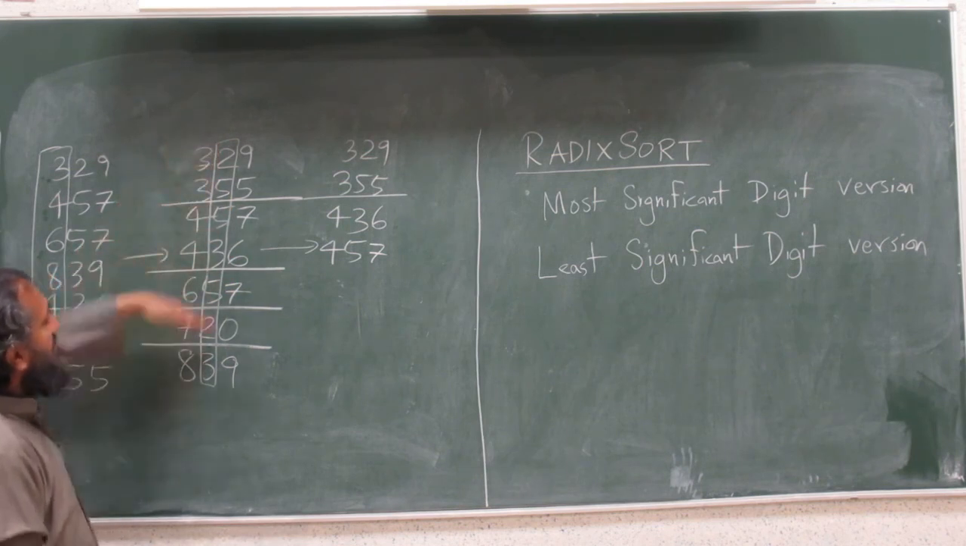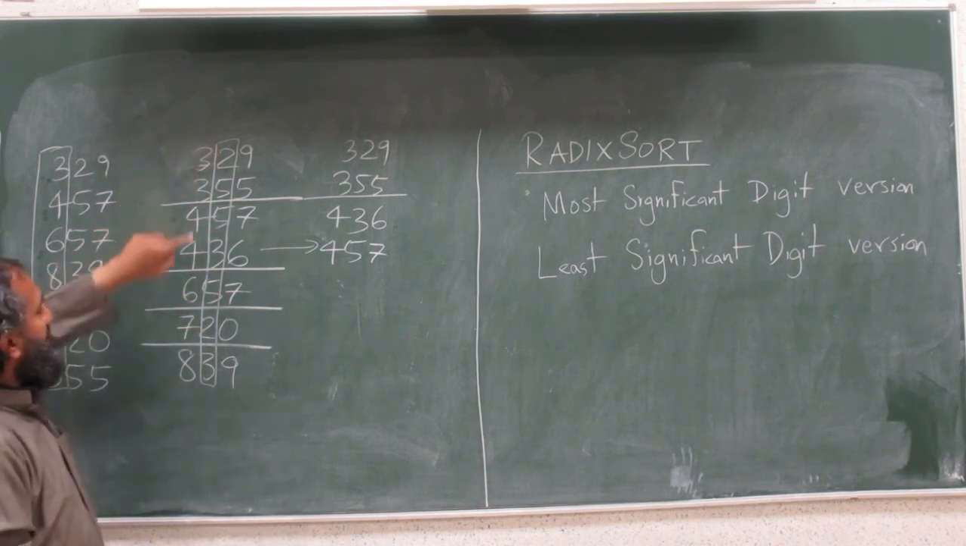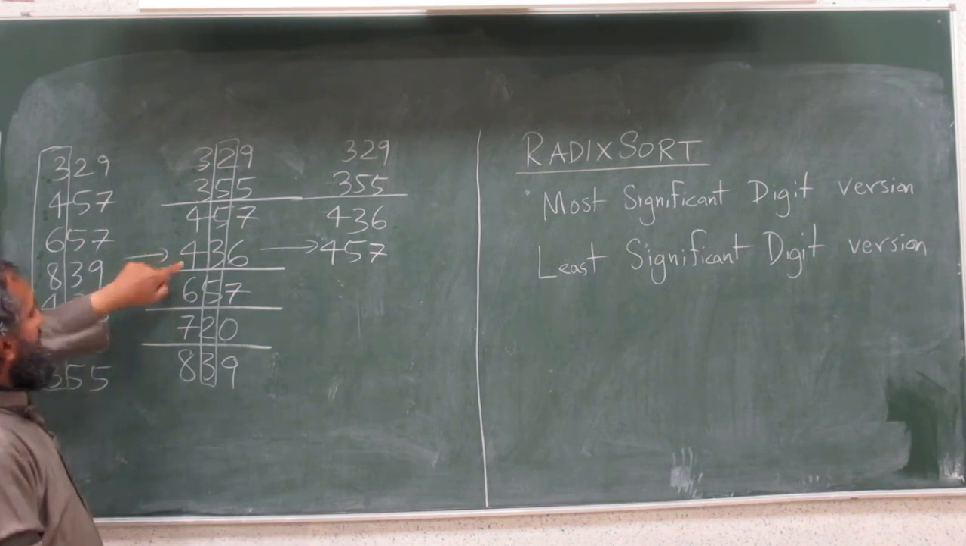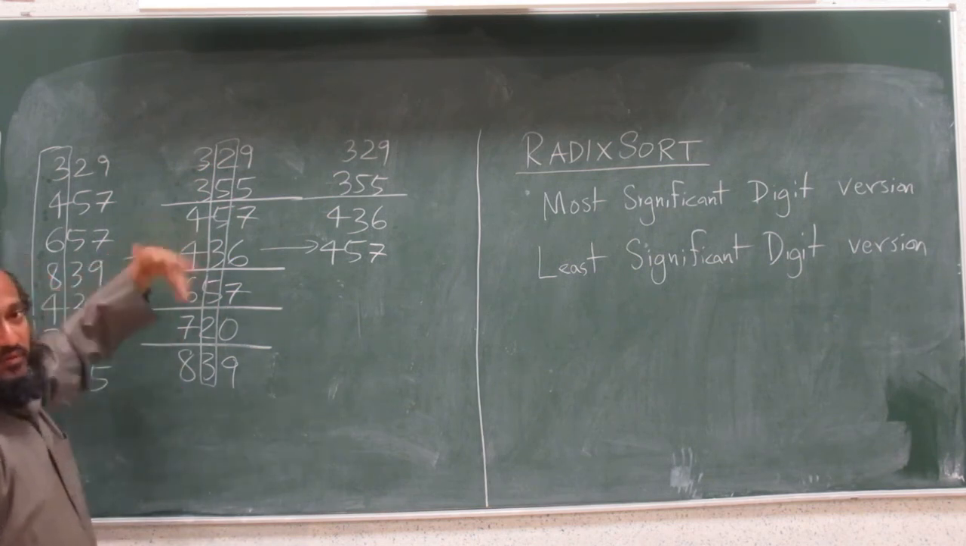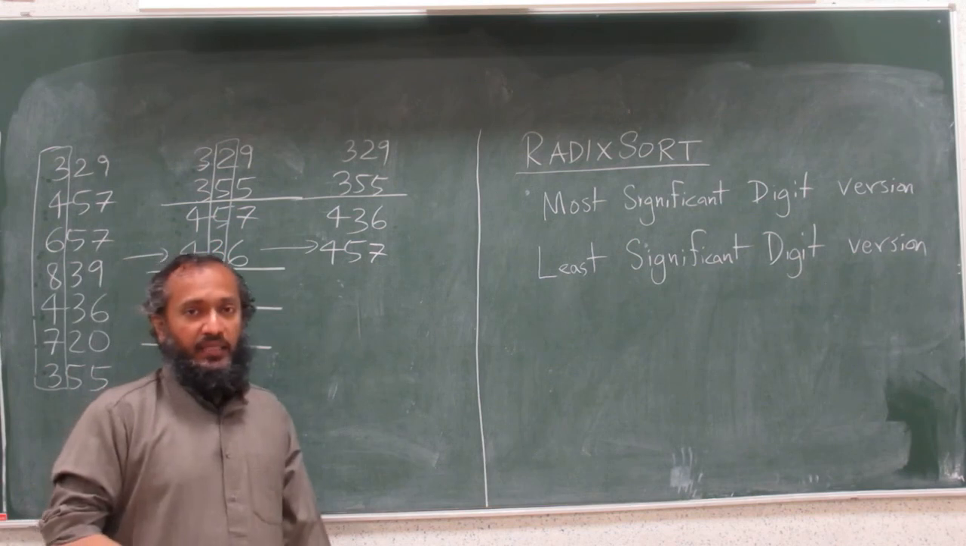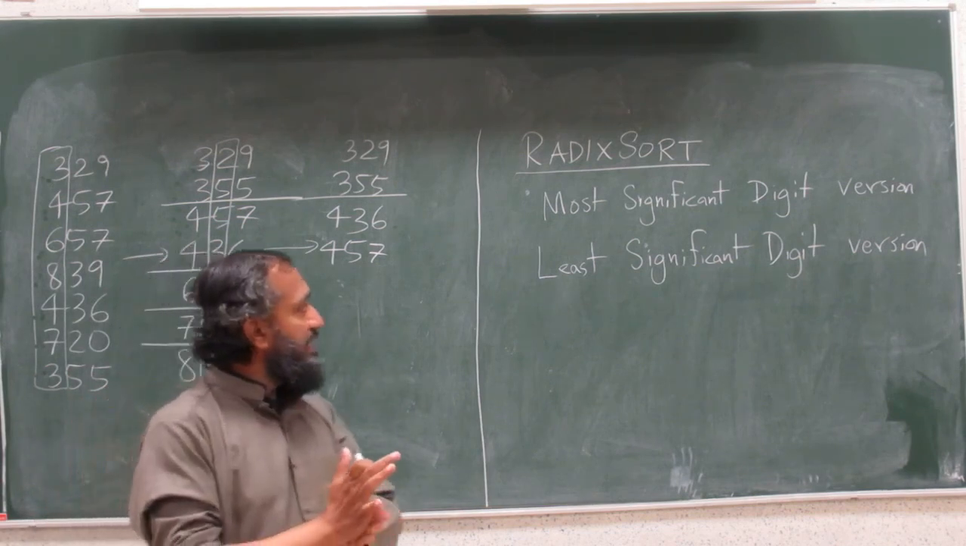If you were to sort across the whole thing, it's going to mess up. Then you'll have 329 followed by 720, followed by 436, followed by 839, followed by 457, which doesn't make sense. Okay? In the next video, we'll talk about the least significant digit version.